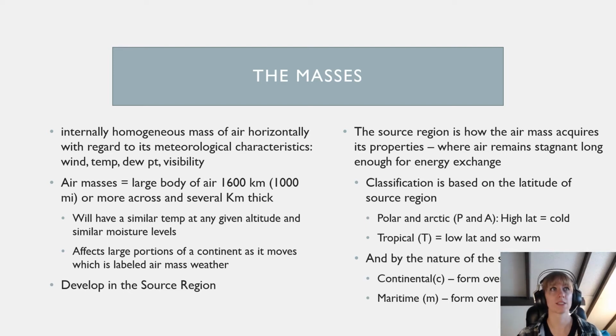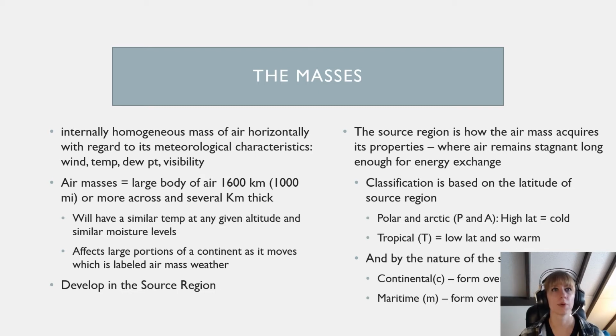So air masses develop in a source region, which is when air in a certain location is stagnant or remains still for a long period of time, so that through energy exchange, like radiation, it will acquire the basic characteristics of the region it is in. And this is all based on latitude and longitude. Latitude determines if the air mass is considered polar or cold, or tropical or warm. Longitude determines if it forms over land, which will make it dry, which is continental, or over the sea, which makes it humid, and we call it maritime.